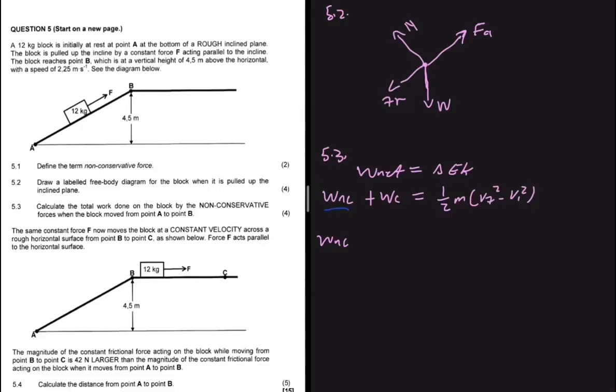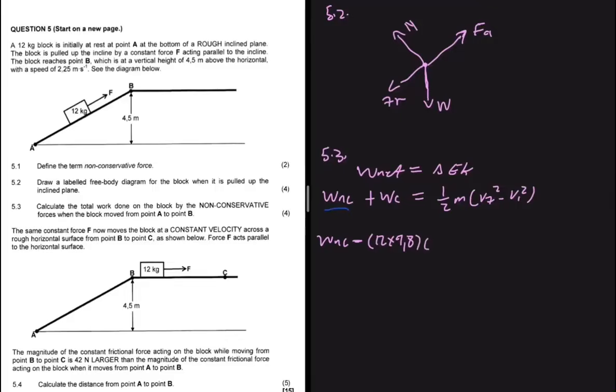Since we don't have the length of AB, we're going to use the height instead. Because gravity is pulling the object down as it is moving up, we're going to put a minus sign there. So we have the force due to gravity, that is the mass multiplied by gravity, the weight, and then multiply by delta x, the height.